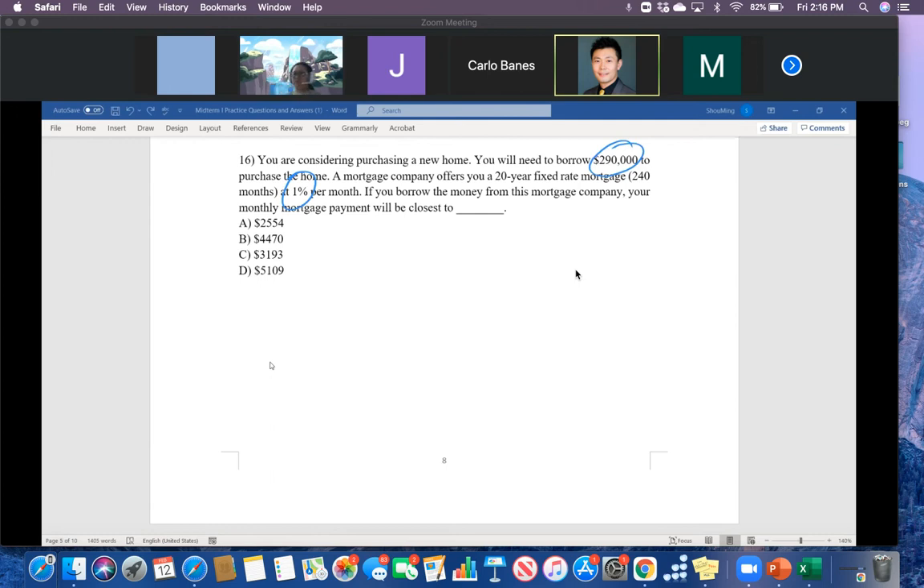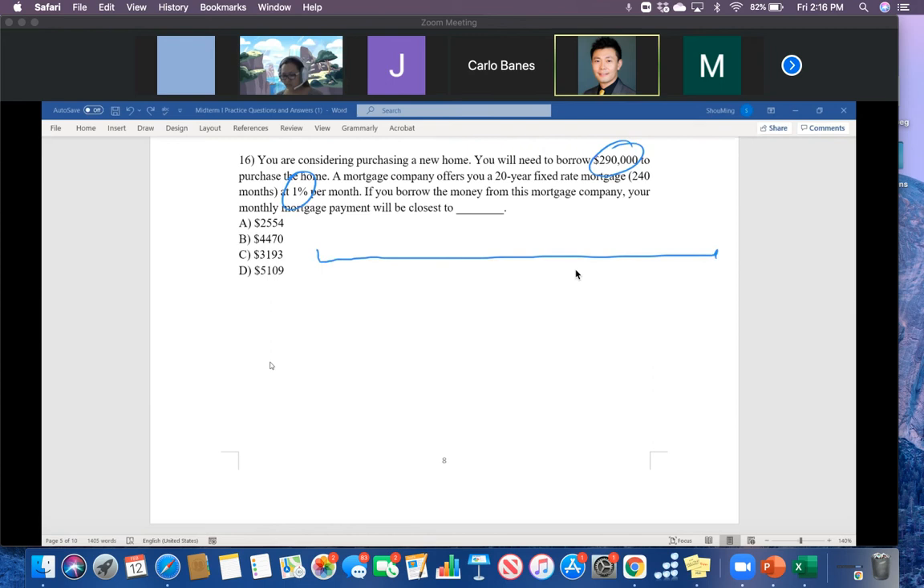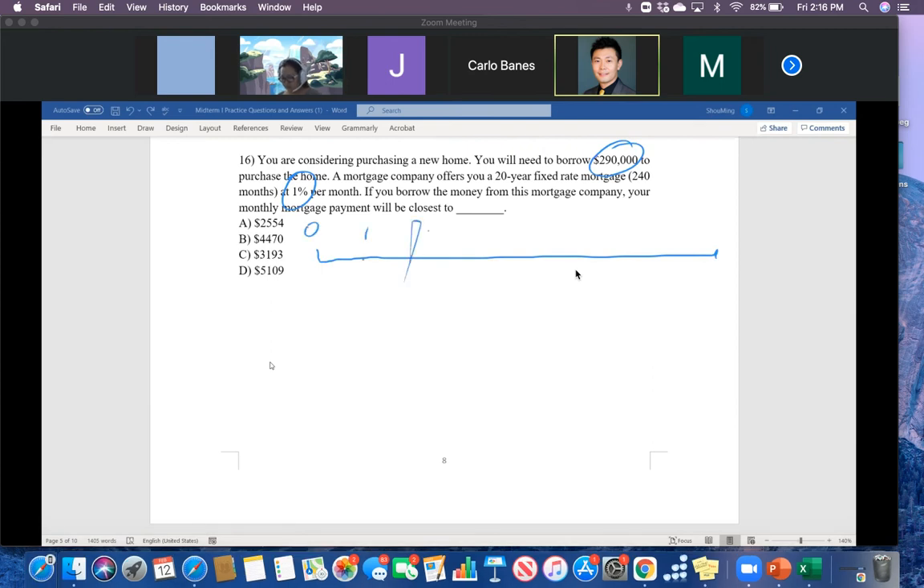What is the monthly payment? Actually, this question is very similar to the previous one, right? In this case, you have 240 time periods. Today, you borrow this amount to purchase a home. Later on you need to pay the money back to this company, right? It's very similar to the previous one. So of course, in the end, you will not owe anything to this company, right?